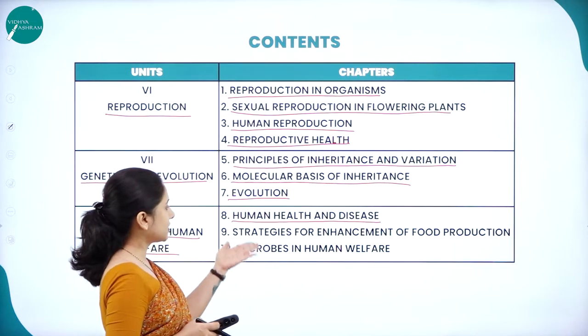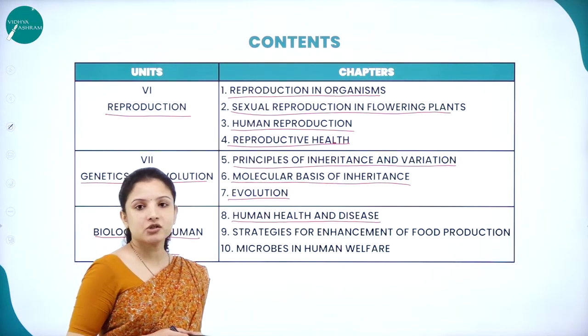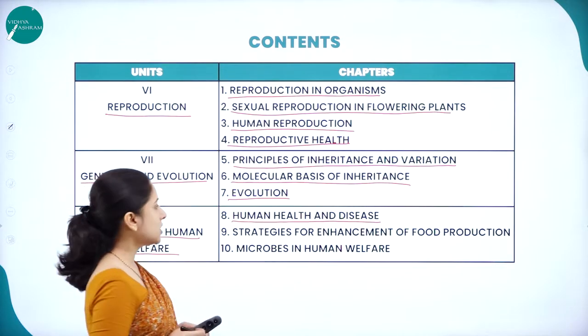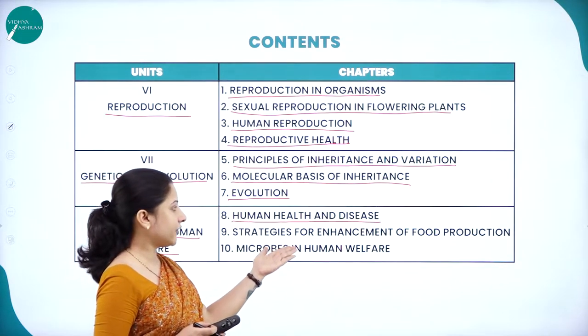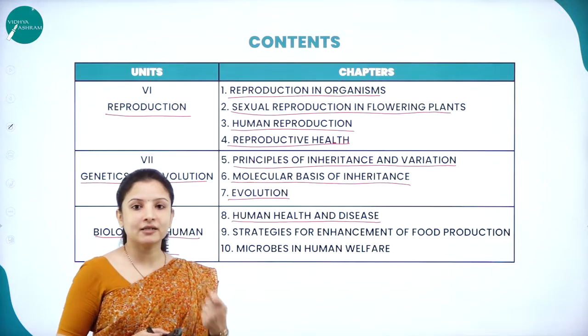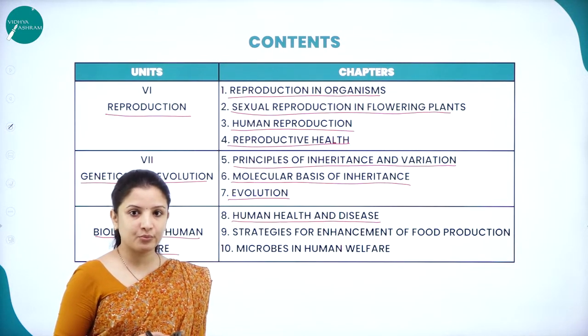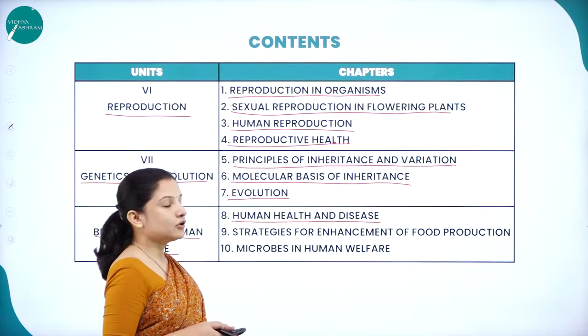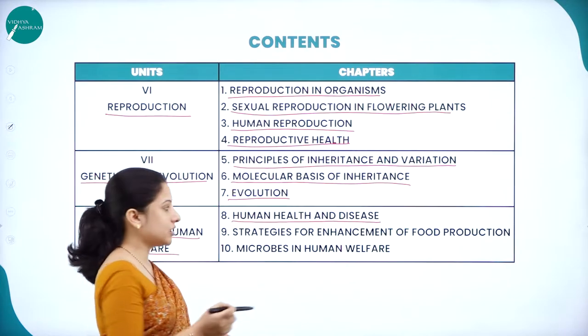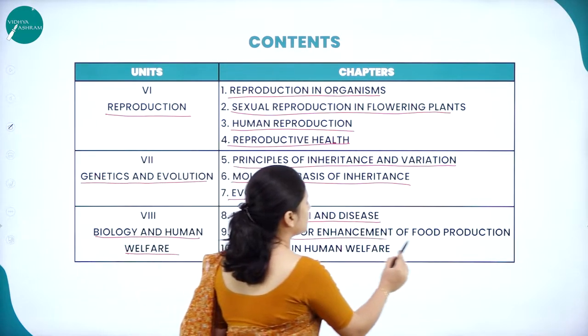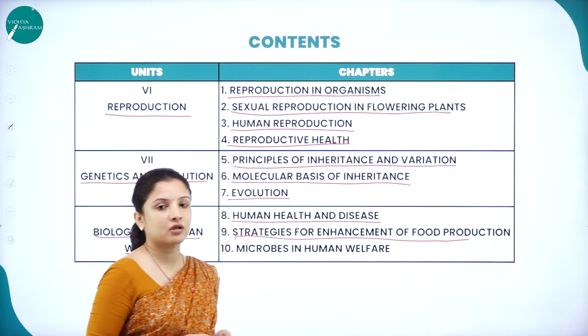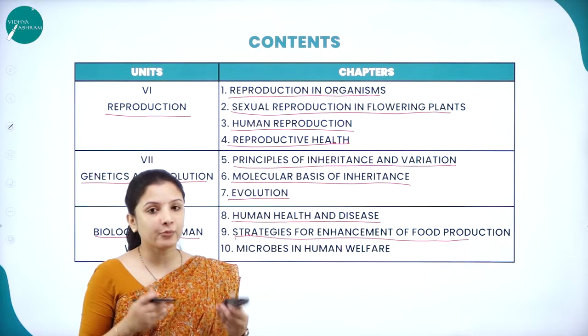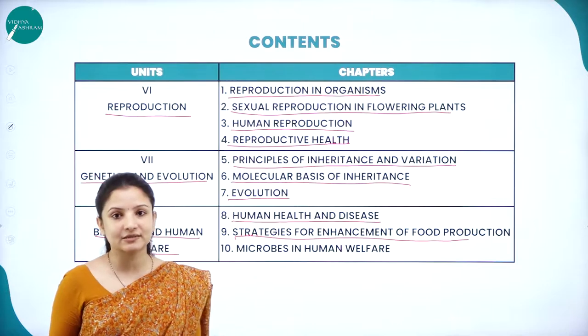And not just that, after that in chapter 9, we have strategies for enhancement in food production. So for human welfare, knowing about human health and diseases is very important. And apart from that, knowing about the different strategies to increase food production is also very, very important, because we all know that the population of the world is growing drastically, right?